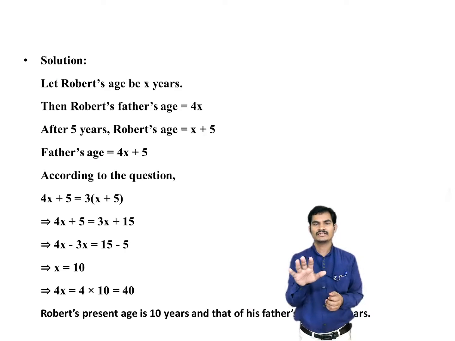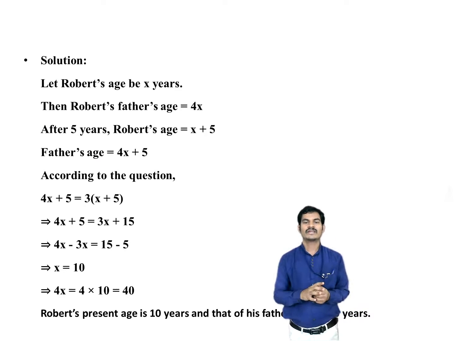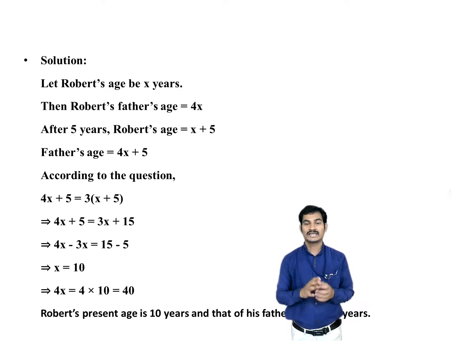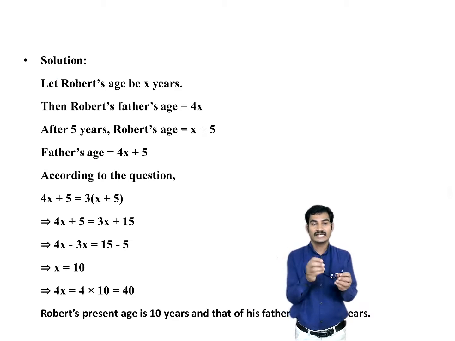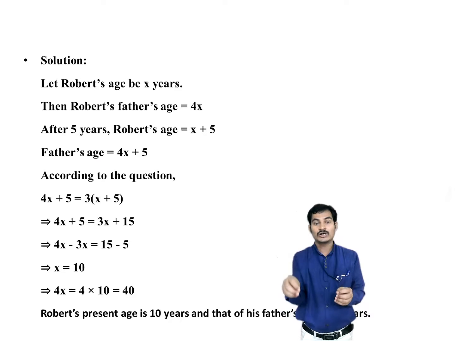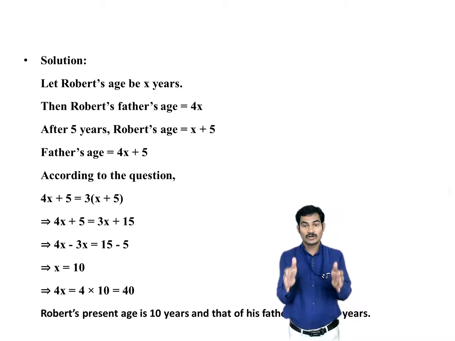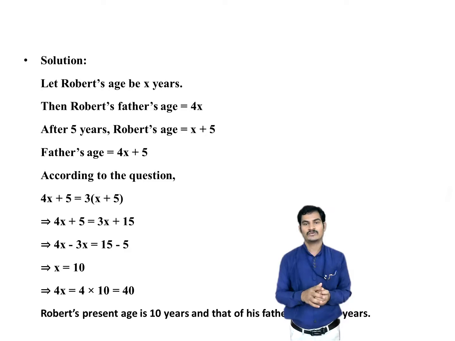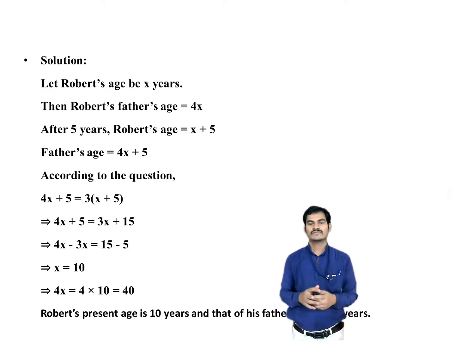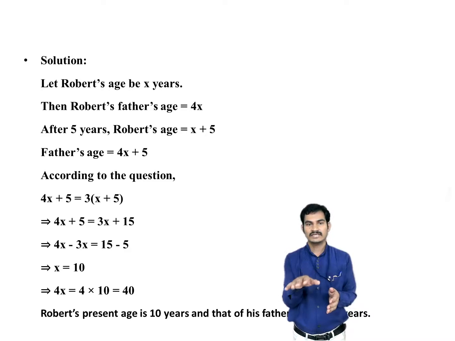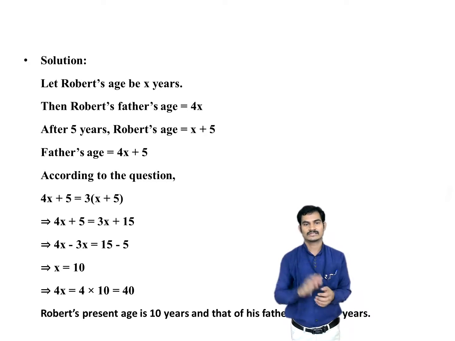After solving this, we will get x value equal to 10. X value 10, means actually, what we have taken as x? X means the present age of Robert, his son. So finally we got X value 10, means the age of Robert is 10 years at present.